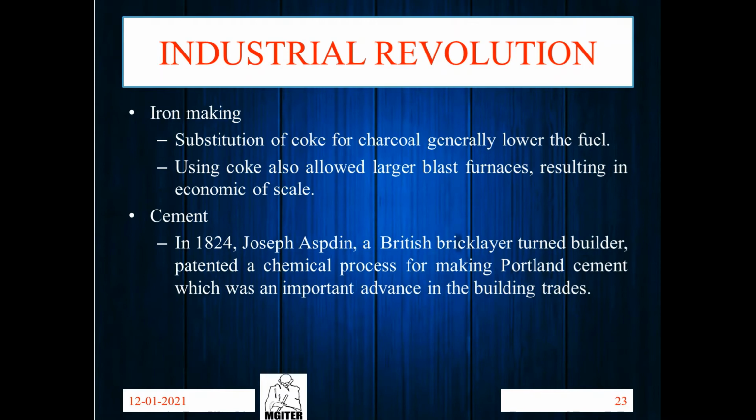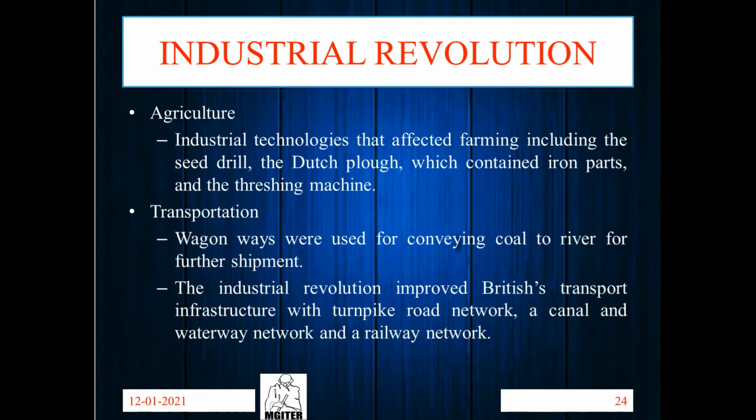Then, agriculture changed: we have the seed drill and the Dutch plough. So the agriculture industry is affected because we are going to use some machines in agriculture. In transportation we use a wagon way, conveying coal to the river for further shipment.